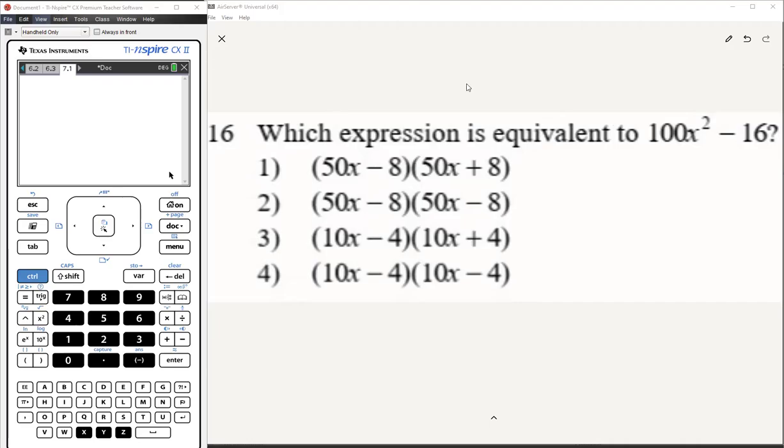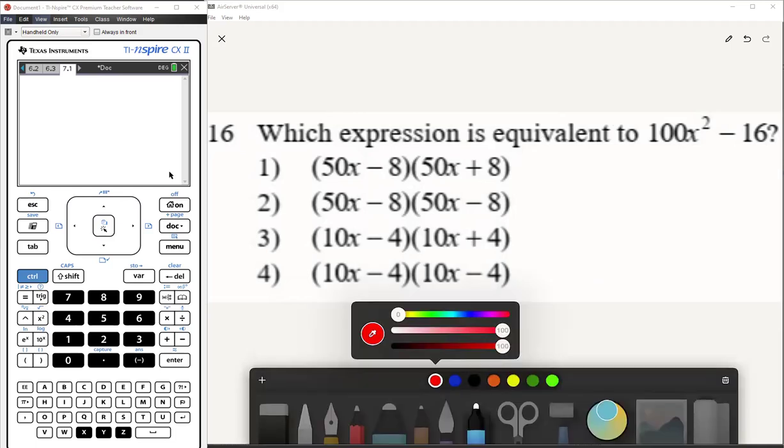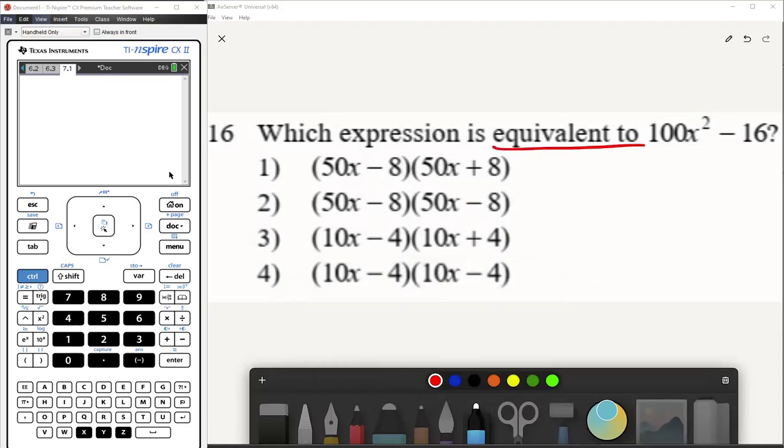All right, this is question 16. We've got an expression here, and again, the key words that you should always be looking for is when it says equivalent to, that means you can store a number and find out which one is equivalent. So I'm just going to store a number to x, and then I'm going to type in the original expression, and then I'm going to see which one of these matches is equivalent.